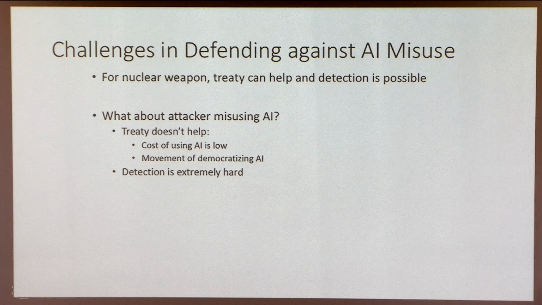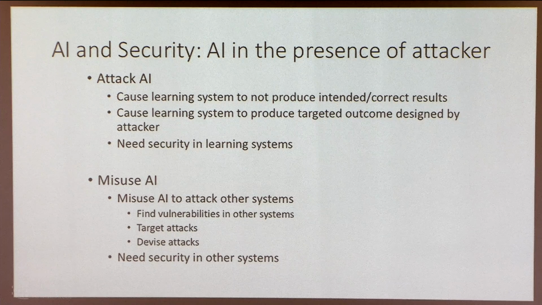You can compare this to nuclear weapons, where treaties can actually help, and detection in that setting is possible. But when an attacker is misusing AI, treaties don't help, and detection will be very, very hard. Hence, to summarize, I think as a whole community we have a strong responsibility to figure out how we can build better security for these learning systems, to have them generalize better and have better provable guarantees.